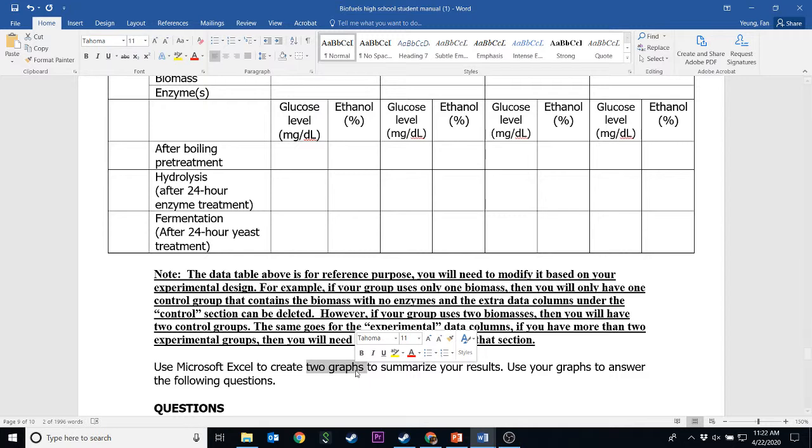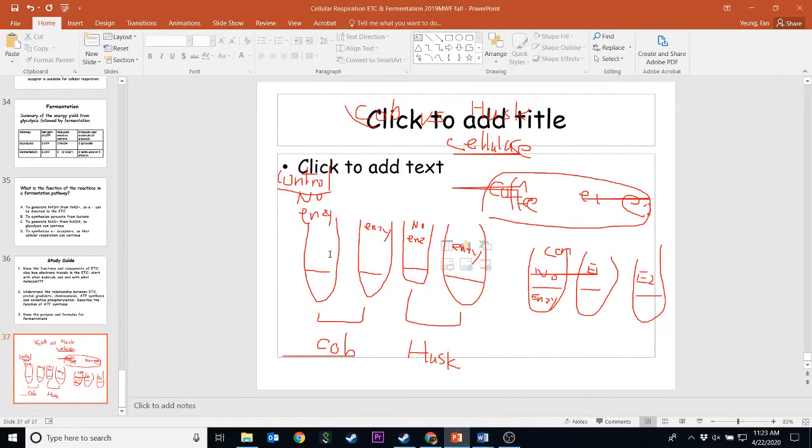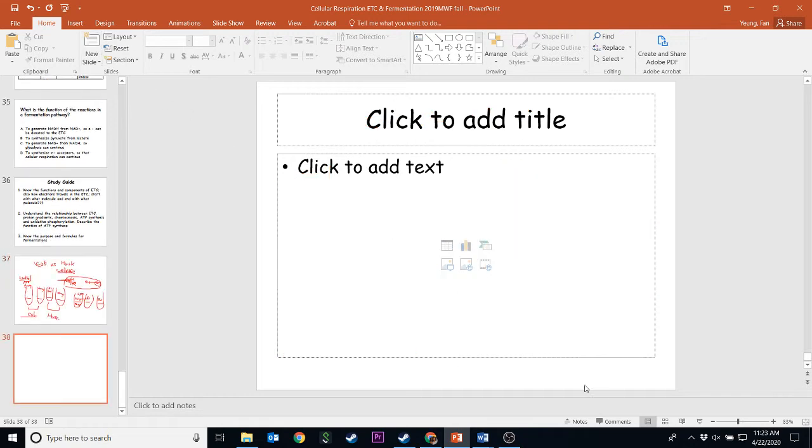One graph, you will show me the glucose level. It's gonna be a line graph. One graph, you're gonna show me the alcohol level. And those are the treatments. So on the graph, you will have, let me show you here now, so I can draw again, new slide. Sorry, I'm running a little over, but we'll be done soon.